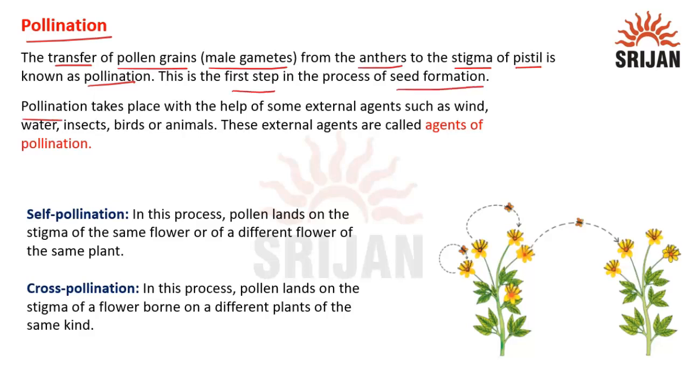Now, pollination takes place with the help of some external agents such as wind, water, insects, birds, or animals. These external agents are called agents of pollination. The pollination may be of two types.